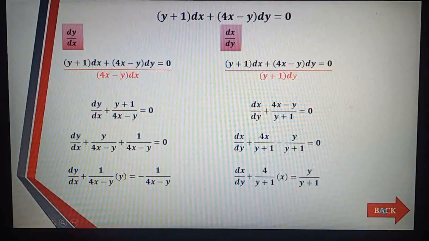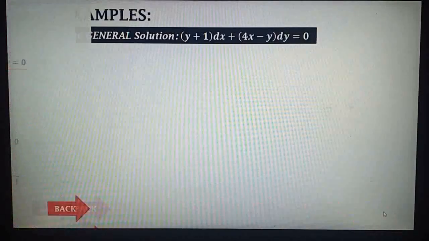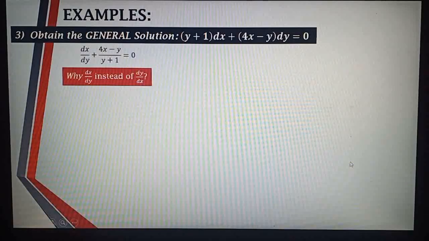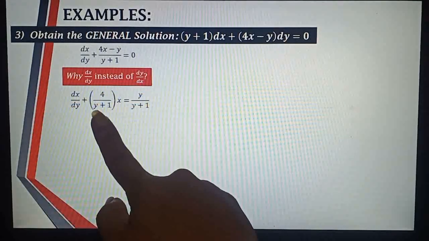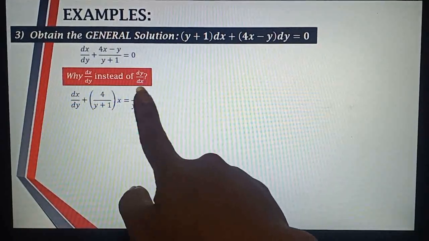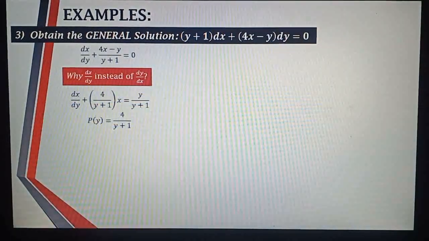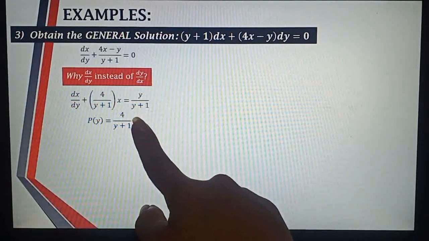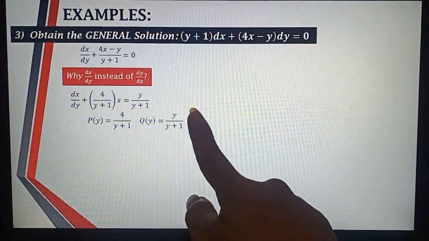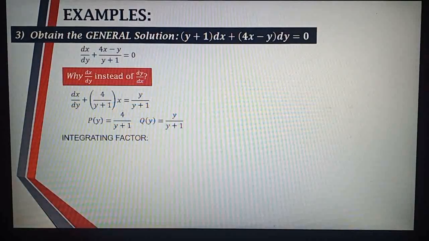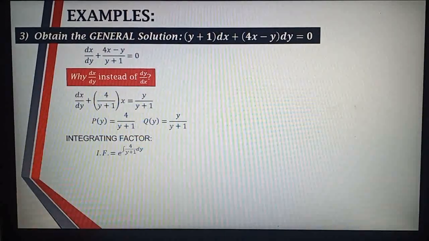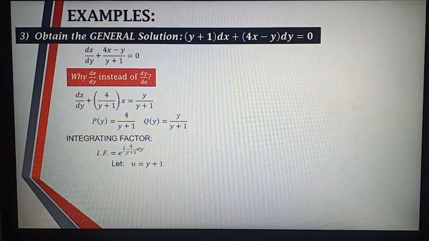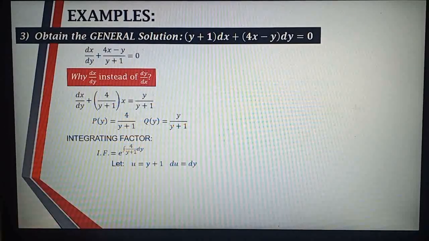Now, going back dun sa equation natin kanina, so we will now have dx over dy plus the quantity of 4 over y plus 1 multiplied to x equals y over y plus 1. Then identifying your p of y, you will now have 4 over y plus 1. Then our q of y is y over y plus 1. Then computing for the integrating factor, we will now have IF equals e raised to the integral of 4 over y plus 1 dy. Then if you let u as y plus 1, then your du there is dy.